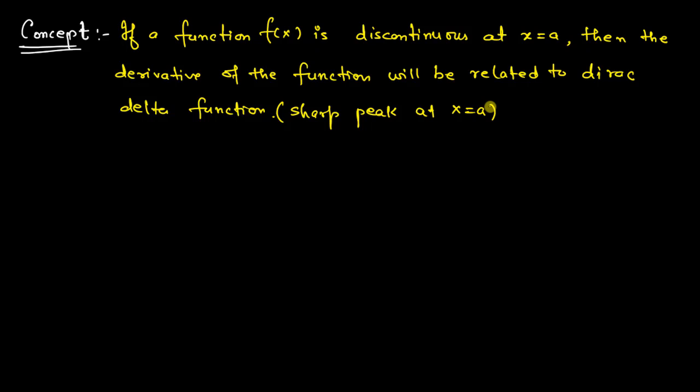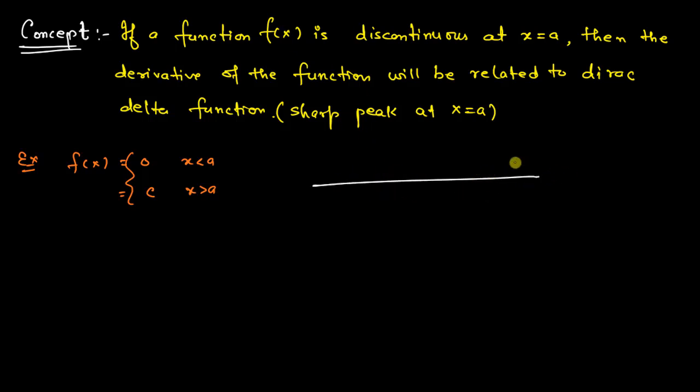Okay, so let us take a very simple example and understand this concept. Suppose my function is defined over this: f(x) is 0 when x is less than a, and it's some constant c when x is greater than a. So how will this function look?